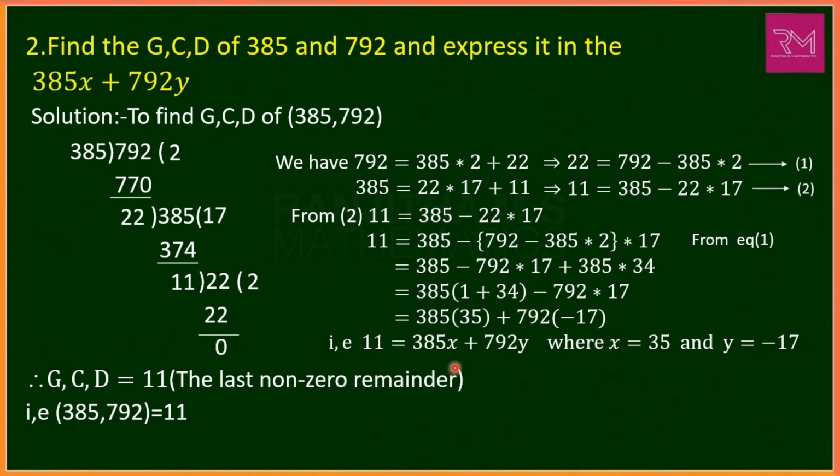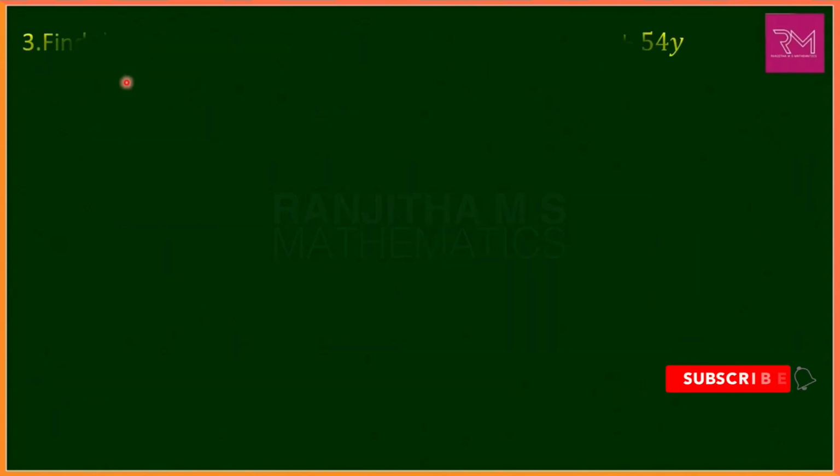By using the division algorithm method, we can express it in the form of 385x plus 792y, where x is 3 and y value is minus 17. This completes the problem. We shall move on to another problem.